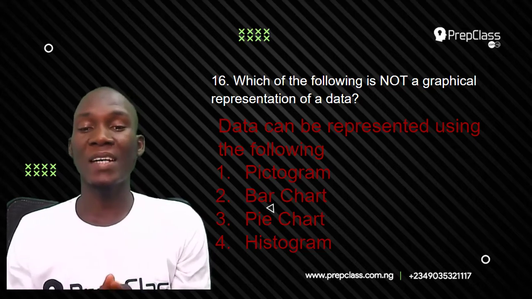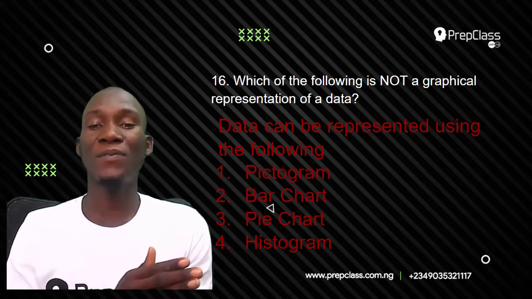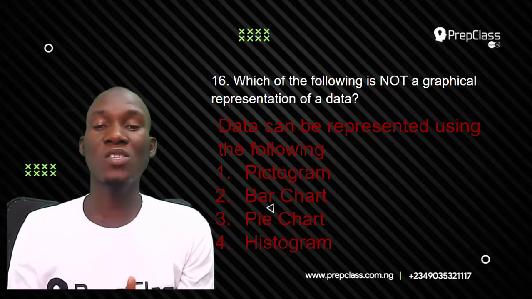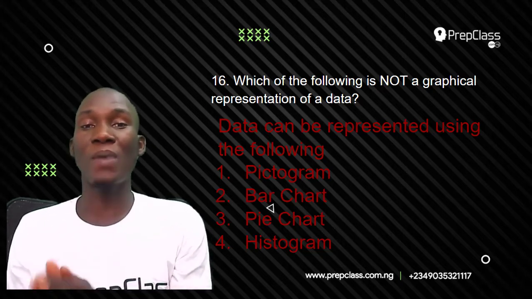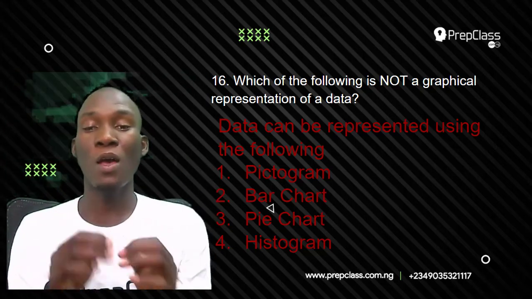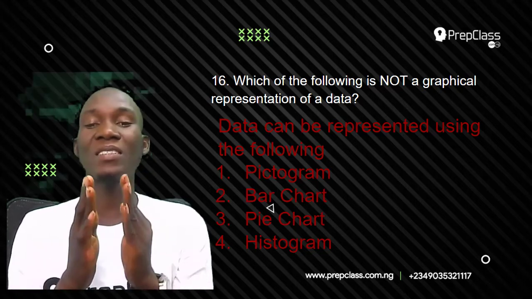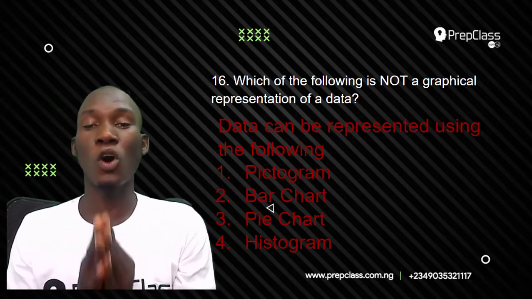Then we have a pie chart. A pie chart involves a circle that is partitioned into different angles. And we also have the histogram. A histogram is more like a bar chart, but the difference is that in a histogram the bars are connected together, but in a bar chart the bars are separated. So all these are graphical representations of data.